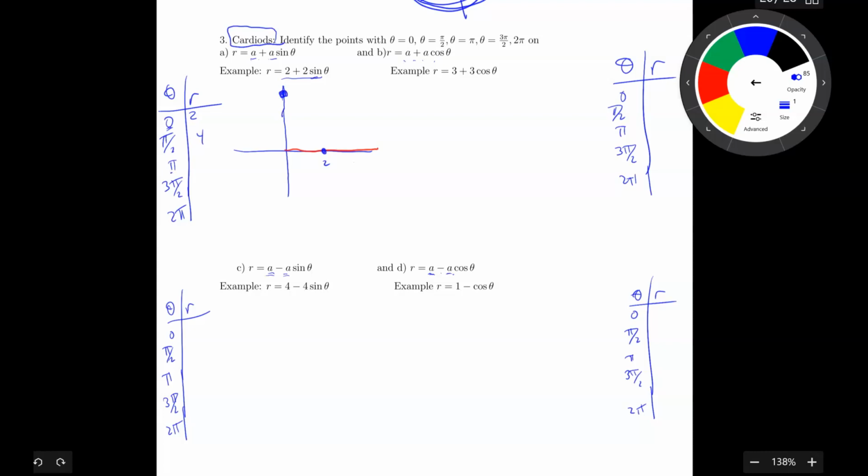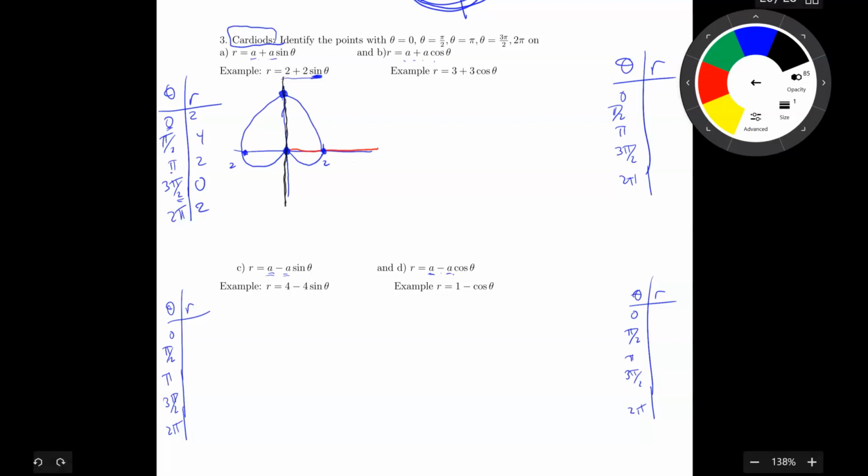Angle pi gives me 0, so I get 2 in the direction of pi. And then angle 3 pi over 2 gives me negative 1 here, so this gives me 0. And then angle 2 pi, I get back to 2 again. So I'm expecting a cardioid, and that's what I get. I'm not going to plot the points in between. I just want you to know that's what you're expecting. Okay, so that's the sine. Notice it's symmetric with the y-axis, right? So sines are going to be symmetric with the y-axis.